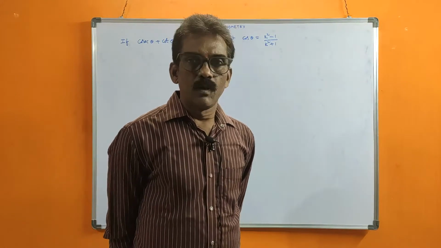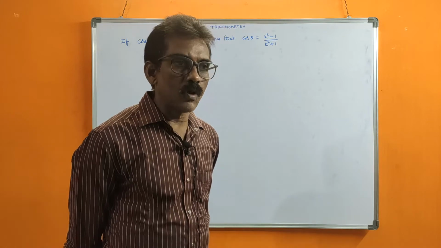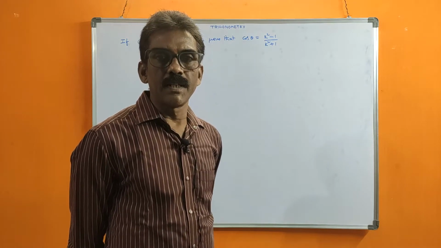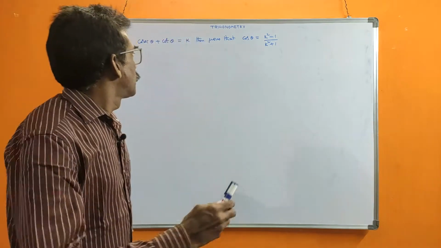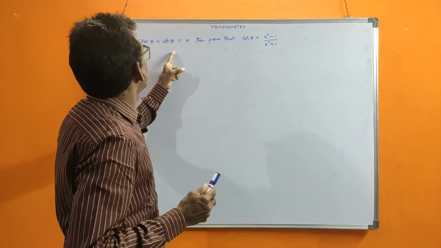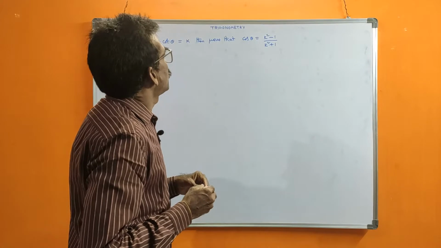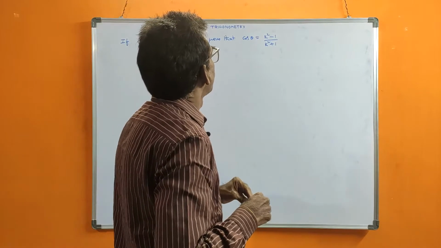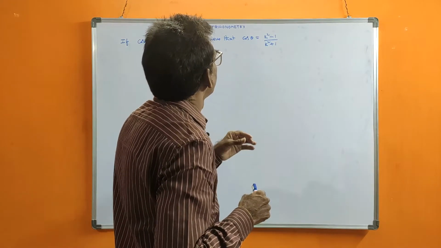In this video, I want to explain some more trigonometric identities. Okay. Now see this one. Cosecant theta plus cot theta is equal to k. Then prove that cos theta is equal to k square minus 1 by k square plus 1.